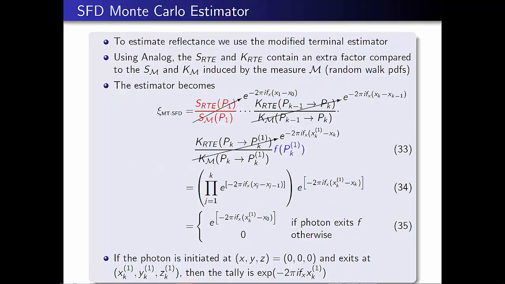If we were to estimate reflectance, we'd use this modified terminal estimator. But if we were to use analog as your random walk process, you can see that these factors are going to result in an extra term for each one of these. So you're going to have a product here, and then a little pseudo-collision at the end. If they cancel out, you end up with something like e to the minus 2 pi i, your spatial frequency, times the x component of the location where you exited minus the x component of the source. So if you start your source at 0, 0, 0, then you would just tally e to the minus 2 pi i, spatial frequency times x_k superscript 1.